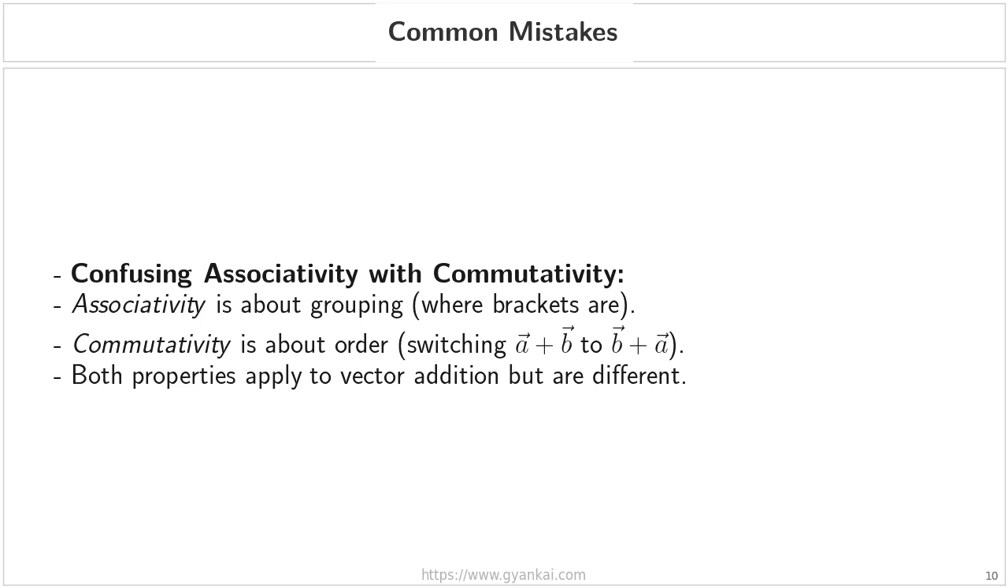Remember, associativity, which is what we've focused on today, is all about grouping or where we place our parentheses. Commutativity, on the other hand, is about the order of the vectors, such as switching vector A plus vector B to vector B plus vector A. While it is true that both of these properties apply to vector addition, they are distinct concepts, so make sure you use the right terminology.